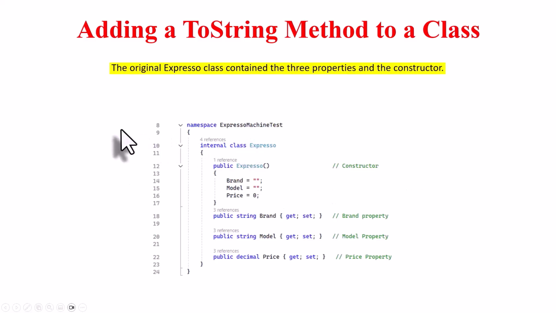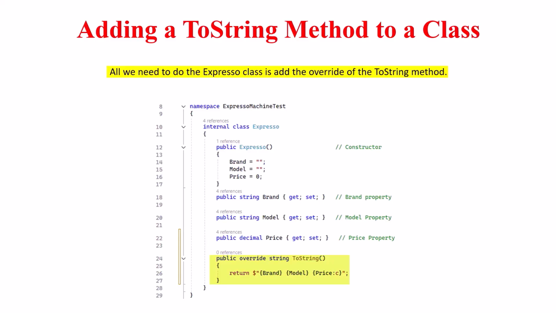The original Expresso class contained three properties and the constructor: brand, model, price. And you can see the properties down below, brand, model, and price as well. All we need to do to the Expresso class is add the override of the ToString method. And we do that here. Public override string ToString, return a $, and in quotes, the brand, model, and price as a dollar amount, all in curly braces, so that the $ sign tells it it's C# code we're going to be looking at.